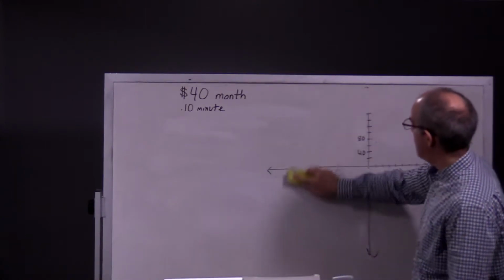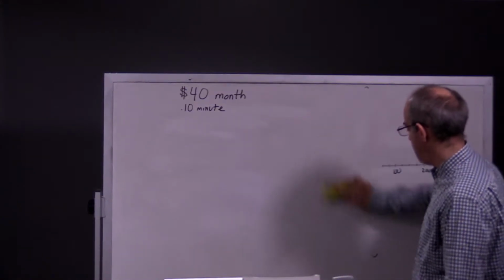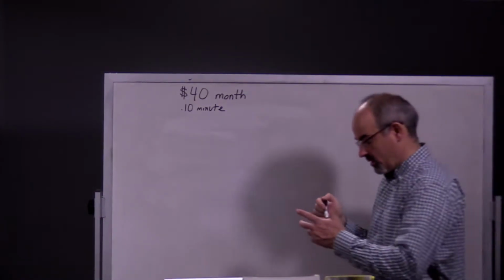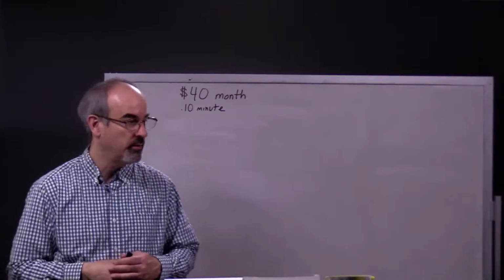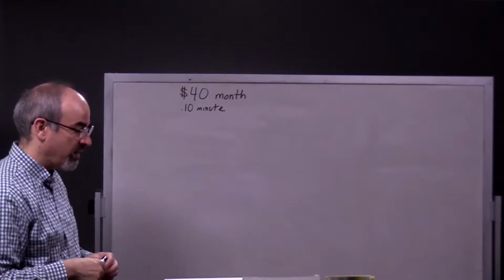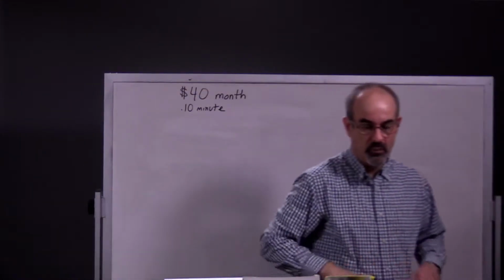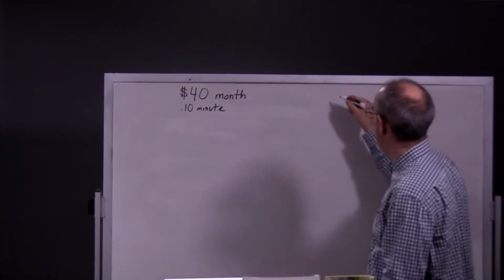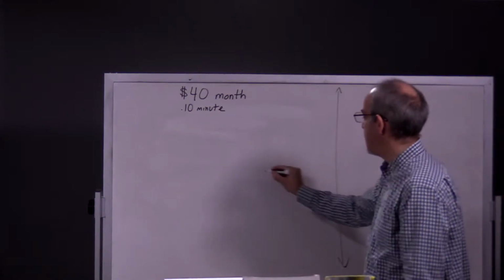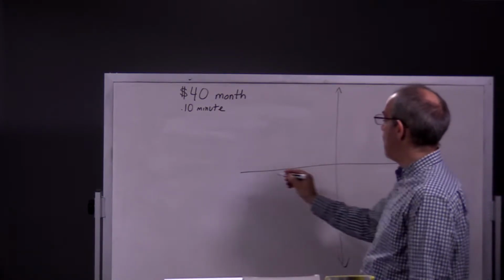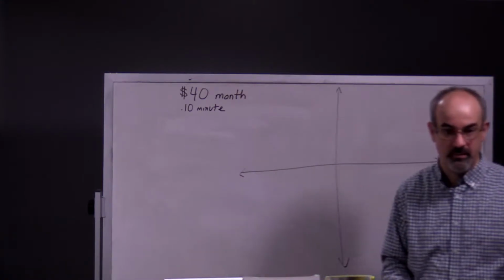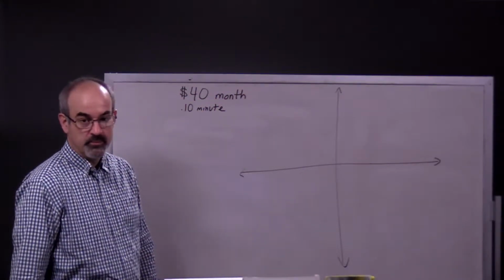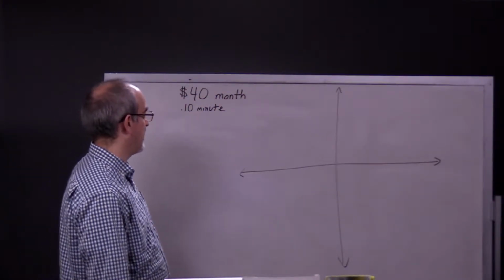Okay, so let's do a problem that deals with functions, similar to some of the homework. Let's say you have a phone and the phone fee is $40 a month. On top of that, you have to pay 10 cents a minute for every minute you talk. Let's see what that's going to look like as a graph.